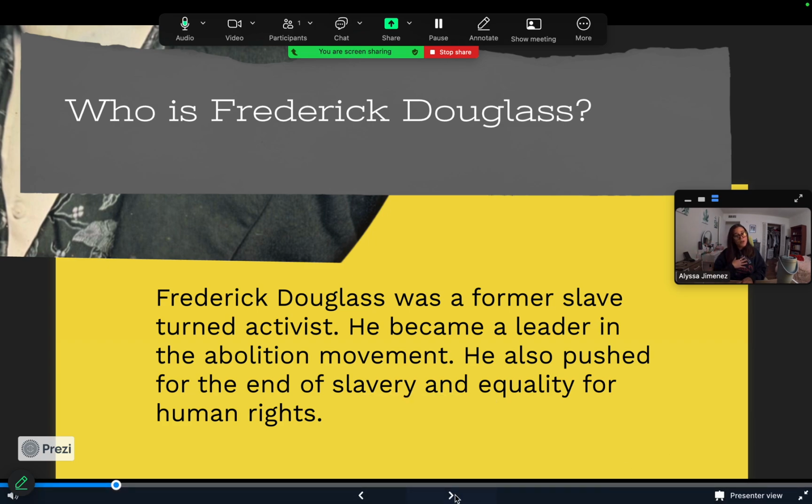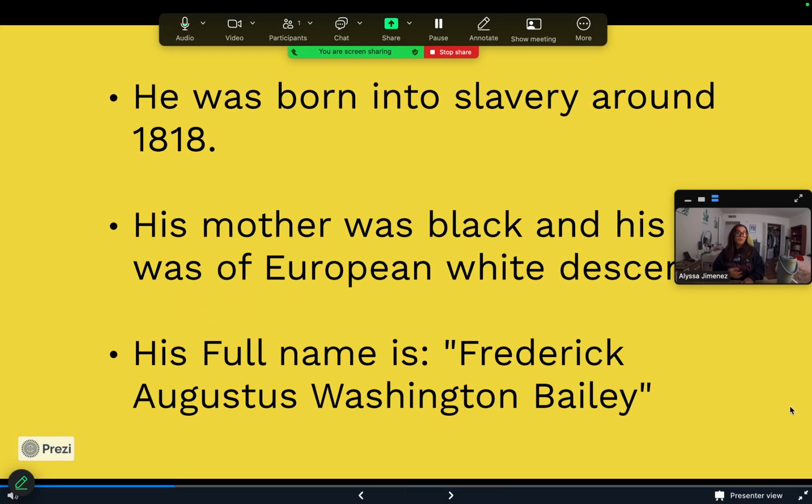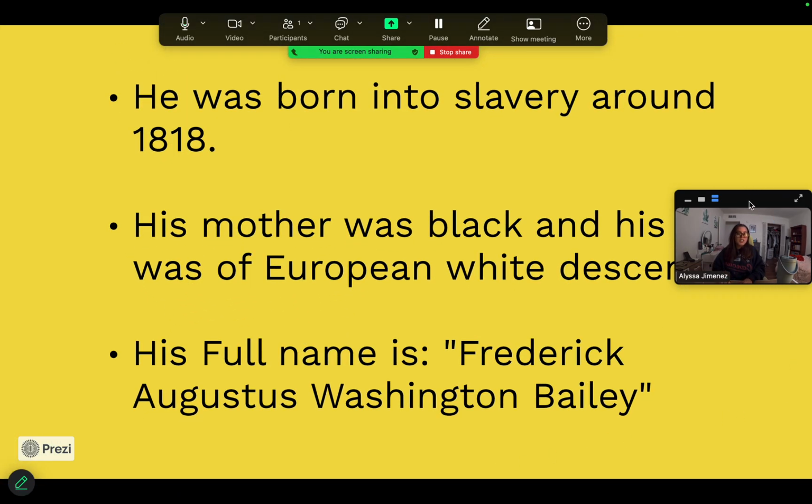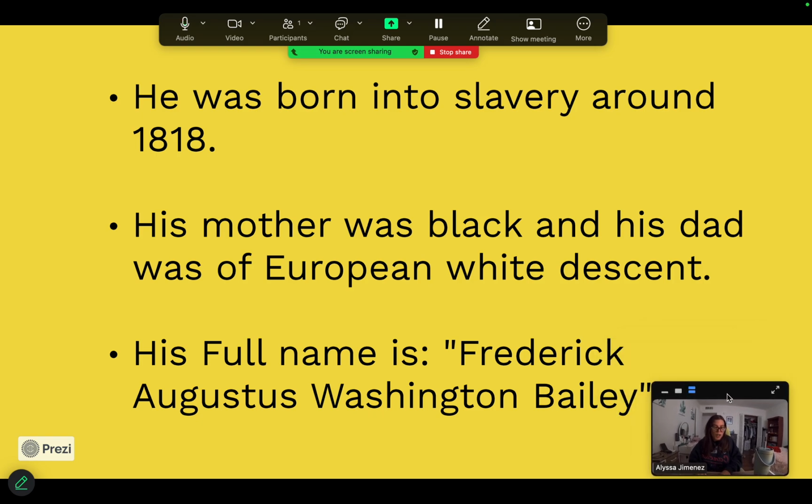I wanted to give you guys a little bit of facts about Frederick Douglass that I thought were pretty cool. He was born into slavery around 1818. His mother was black and his dad was of European white descent. That being said, it's an interracial relationship. I just thought that was cool given the time, but we don't know how they got together as much as I want to, and I didn't really look into that.